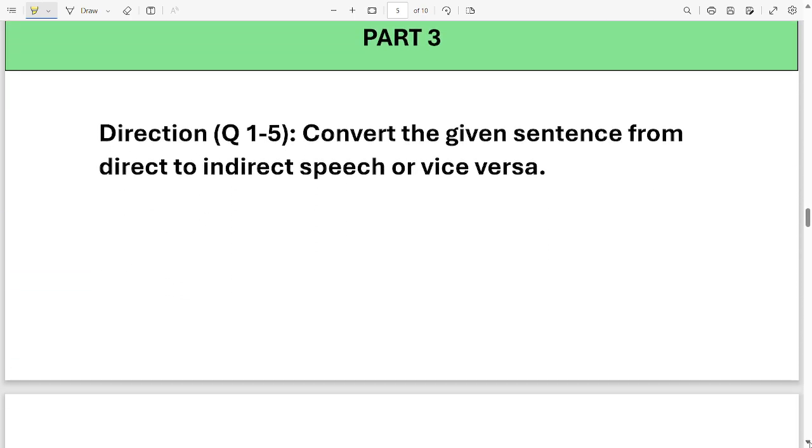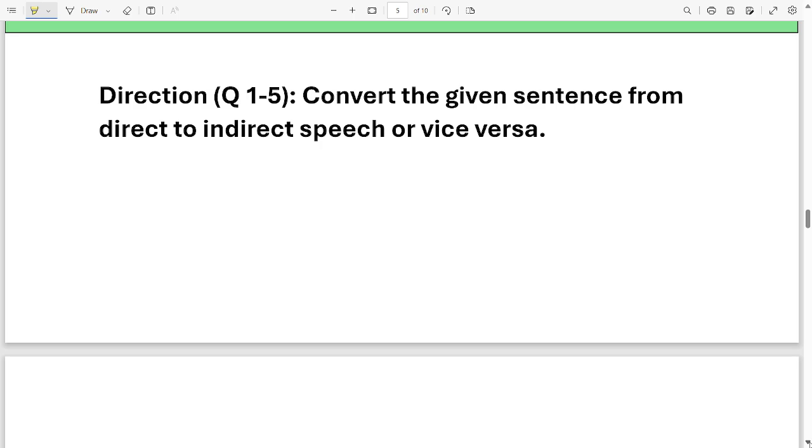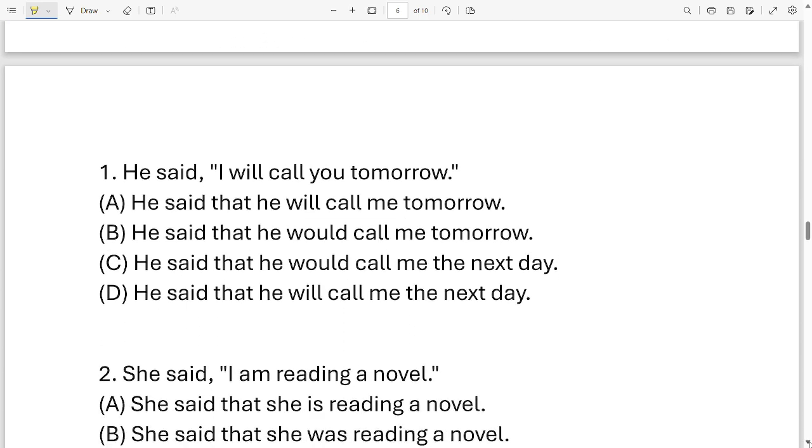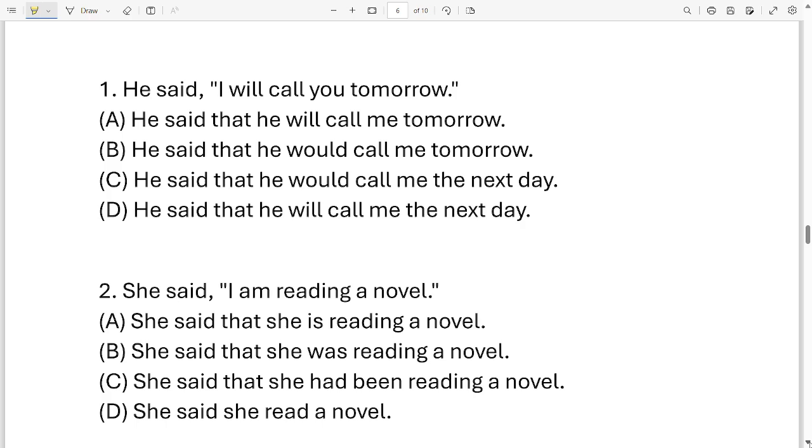Okay, we have reached part 3. Part 3 has 5 questions and the instruction to solve them is: convert the given sentence from direct to indirect speech or vice versa. I'll just explain once again. The sentence could be in direct or indirect speech. If it is in direct speech, you need to convert it into indirect, and if it is in indirect speech, you need to convert it into direct. Your options have been given. Choose your options accordingly.